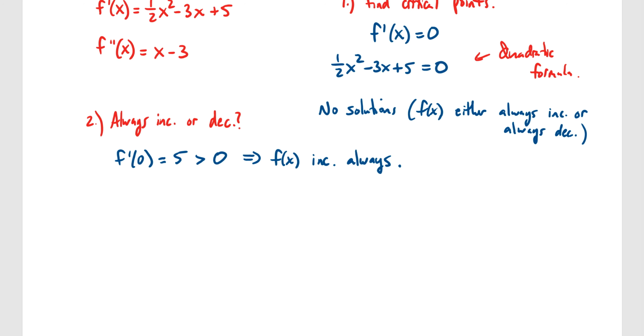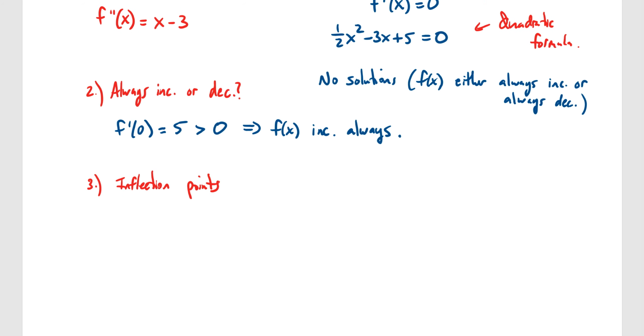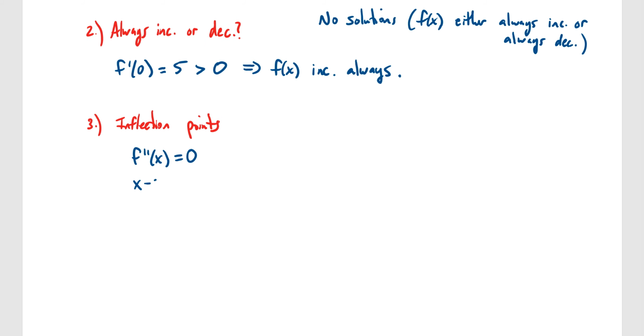And the next thing, let's go ahead and figure out the inflection points. Inflection points means we take the second derivative and we set that equal to 0. So that's going to be x minus 3 equals 0. Nice and easy, we get x equals 3. So we have to be sure that that is an inflection point. That's when we have to use the table. So we have 3, we have f double prime, we have f.